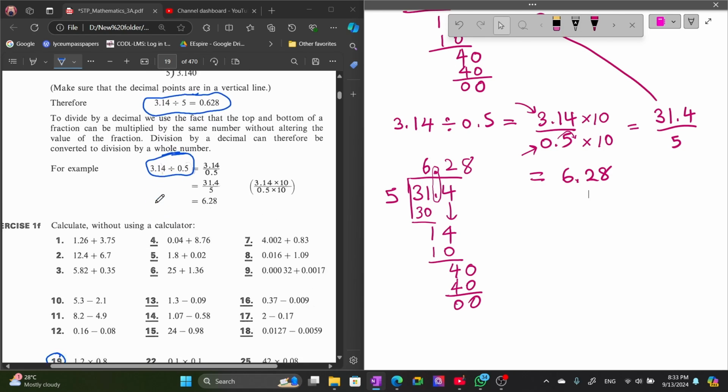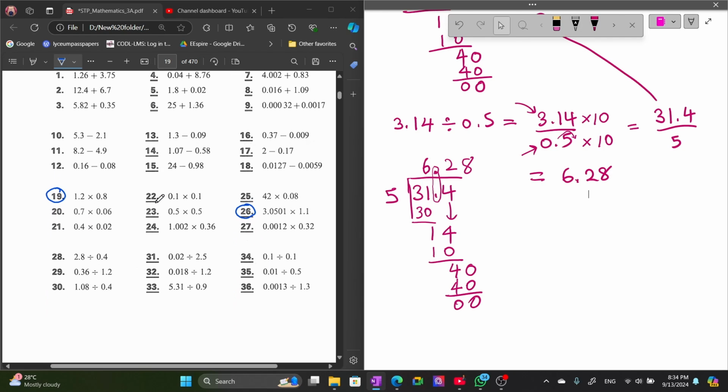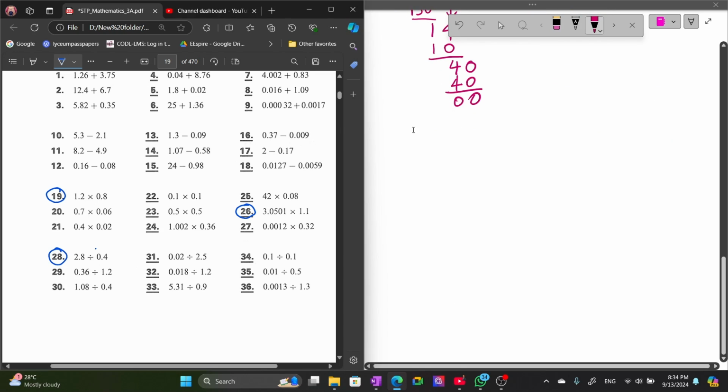I'll do 2 more examples in the exercise also. So the 28th one I'll do. 2.8 divided by 0.4. Now the first step is we have to write this as a fraction.